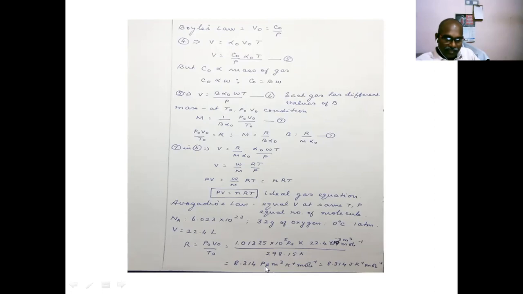It is 22.4 into 10 power minus 3 meter cube per mole divided by temperature in the absolute scale, it is 298.15 Kelvin. If you substitute these values, you are getting 8.314 Pascal meter cube per Kelvin per mole, where the Pascal meter cube is joule. Therefore, it is 8.314 joule per Kelvin per mole. So, this is how the value of the universal gas constant R was calculated.